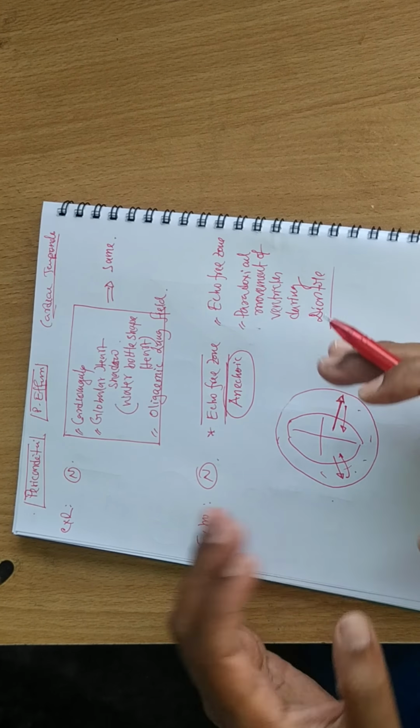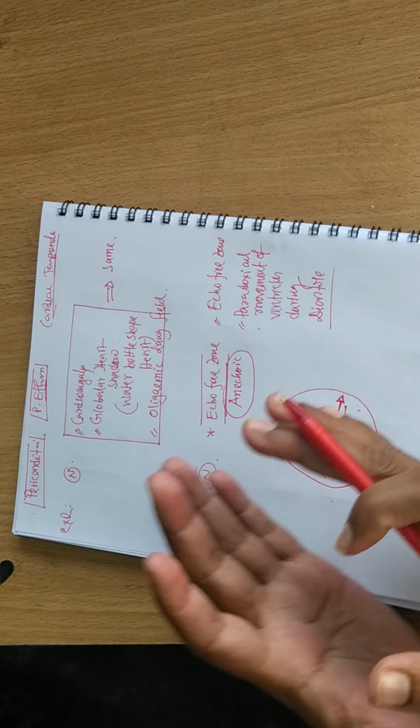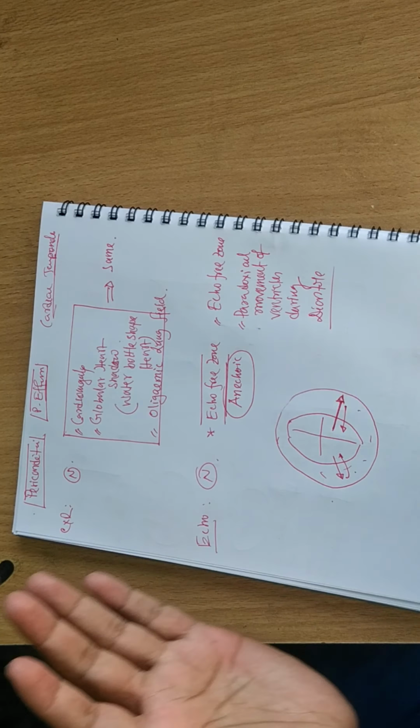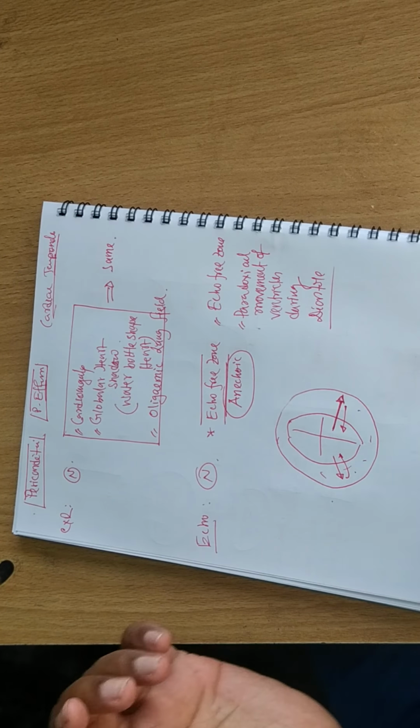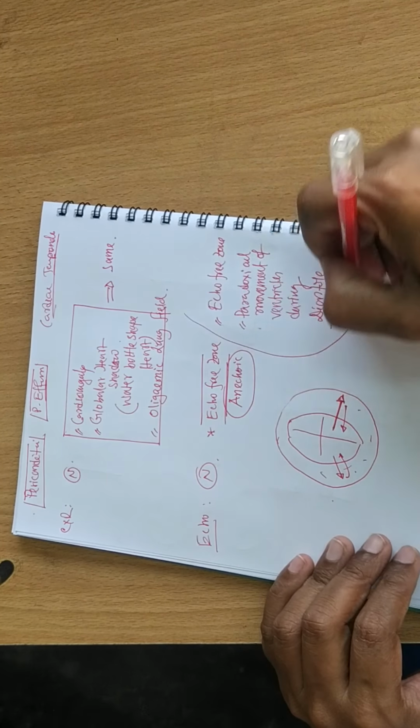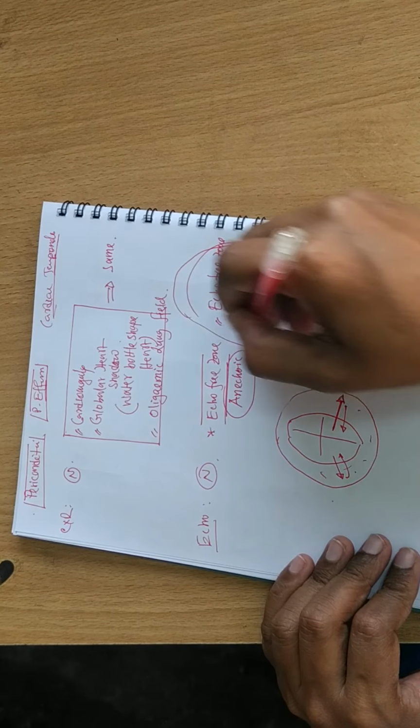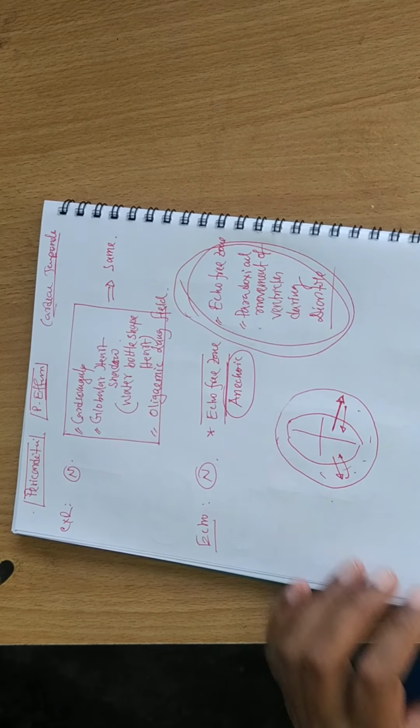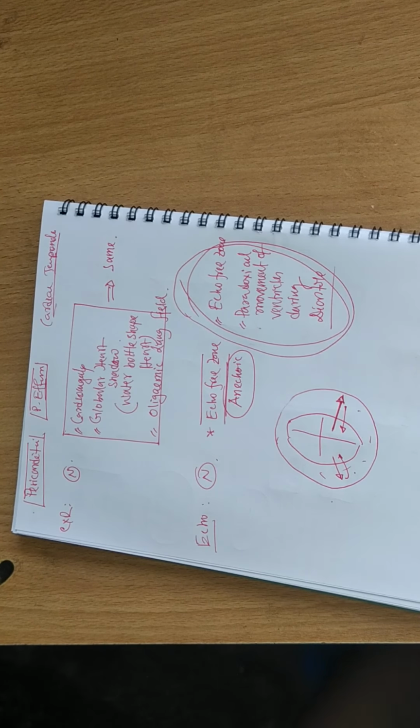So this is called paradoxical movement of the ventricle, inward during diastole. It is a very important finding in echocardiography, and by this finding we usually differentiate pericardial effusion from cardiac tamponade clinically by echo.